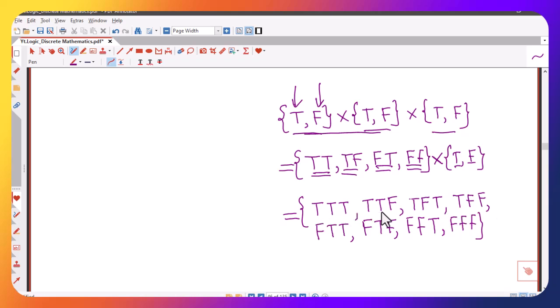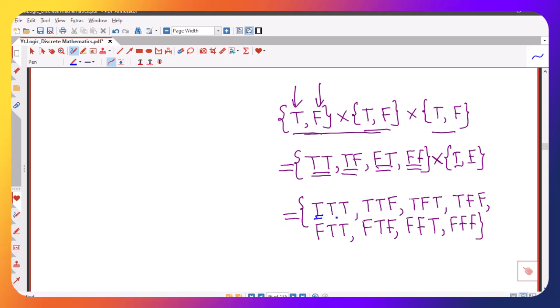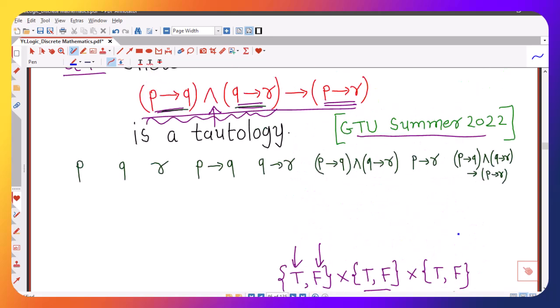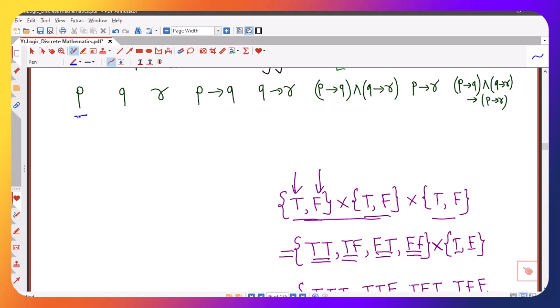In all these possible combinations, the first position is for P, the second is for Q and the third is for R. So we can see that for P, the first 4 values are T, and after that 4 values are F. So we will write it in this way. First we write for P: the first 4 truth values are T, and after that the 4 values have truth value F.